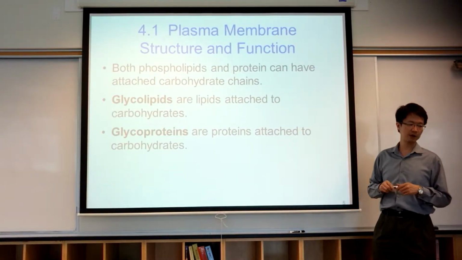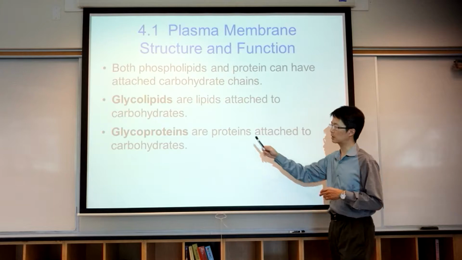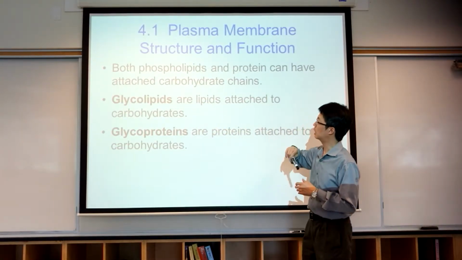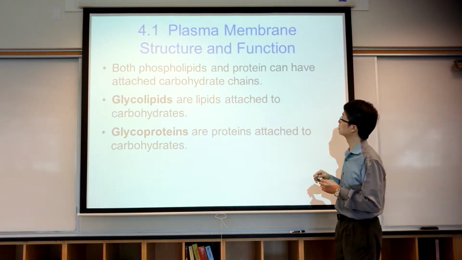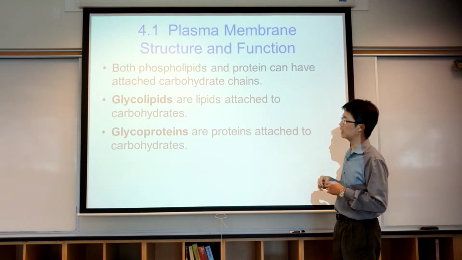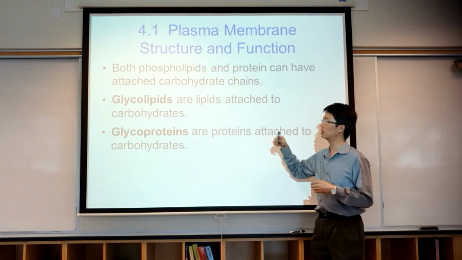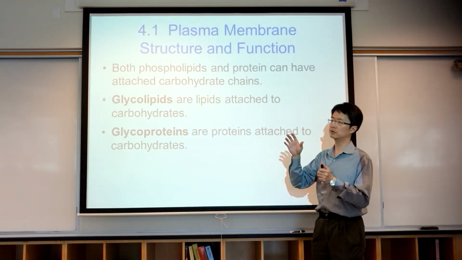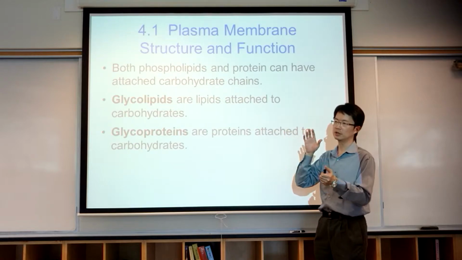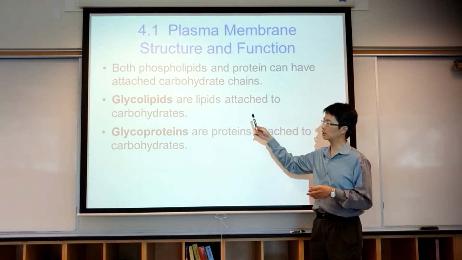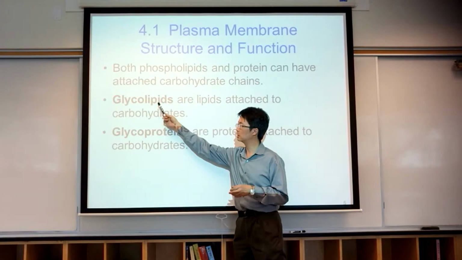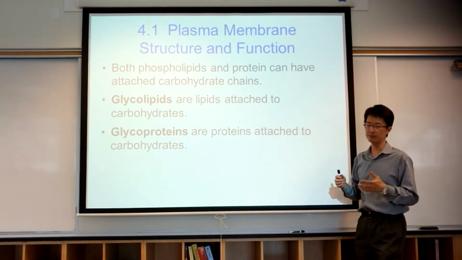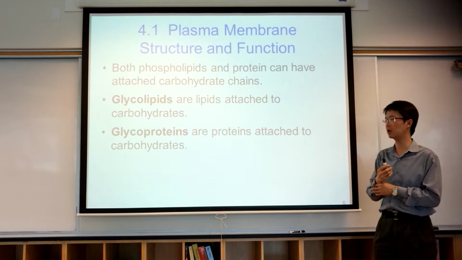So you have different types of protein. You have something called glycolipids. So glycolipids can attach to the carbohydrate. So on the protein, you have different antennas, or different molecules that can be attached to it. One is called glycolipid. Glyco meaning the sugar, lipid is the lipid. So it's a lipid sugar molecule that can attach to the protein.